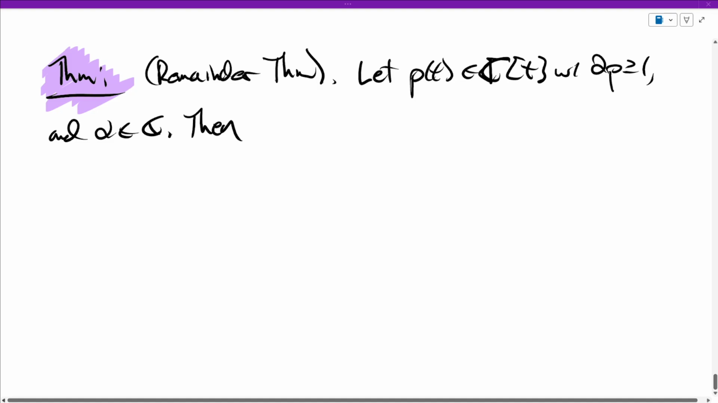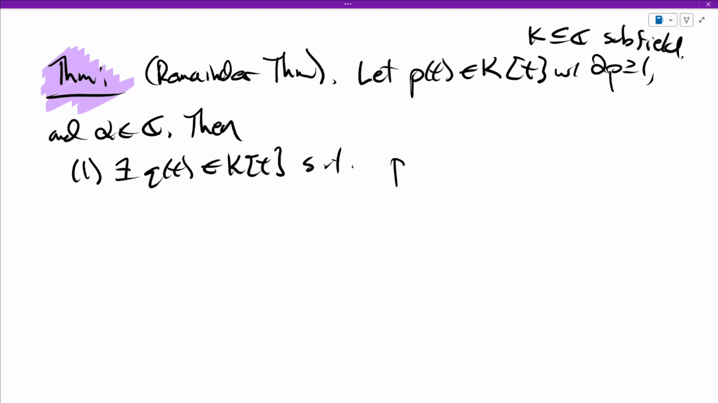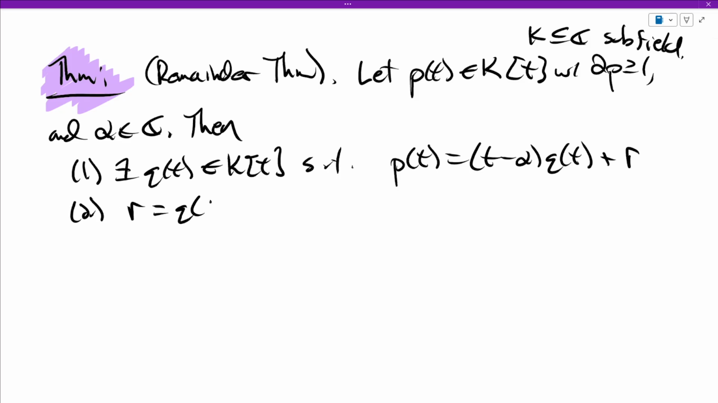Okay, so let P of t be a polynomial. It can be in some subfield K of C. K subset C is a subfield. It doesn't matter if it's C or a subfield, the same is true. Then for any alpha in C, firstly, there exists some Q of t in K adjoin t such that P of t is t minus alpha, Q of t plus R. And secondly, R is P of alpha, in K.